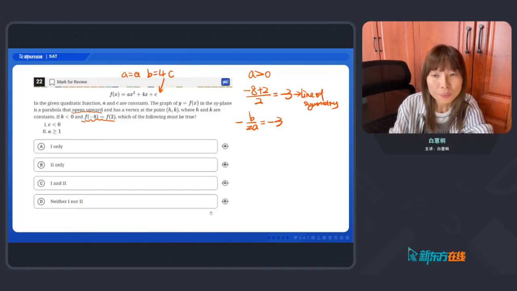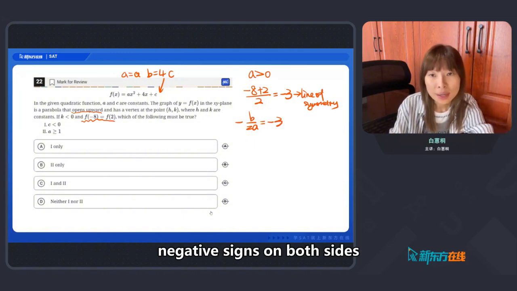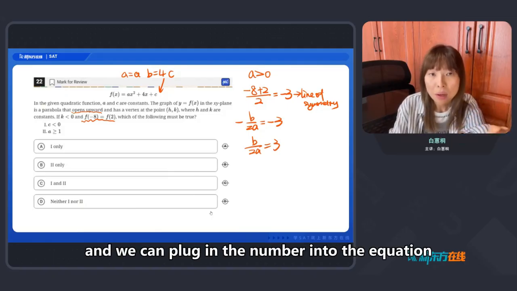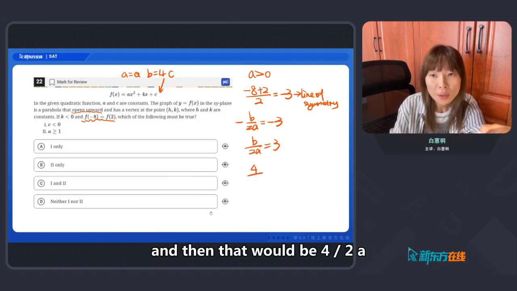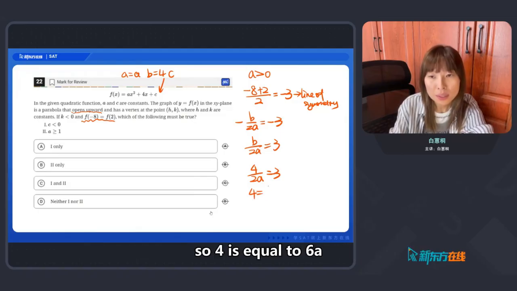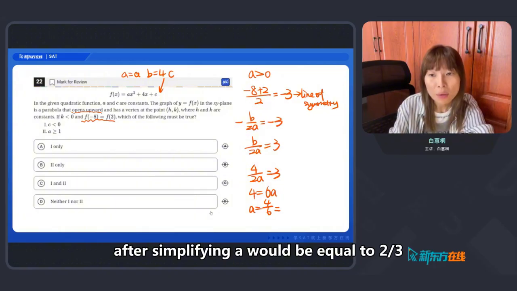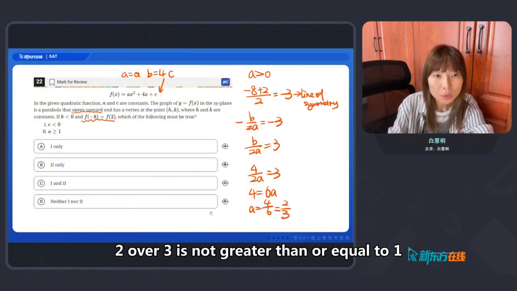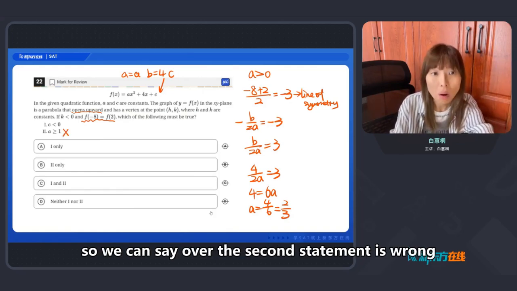Because there are negative signs on both sides, b over 2a is equal to 3. Since b is equal to 4, we plug it in, and that would be 4 divided by 2a is equal to 3. Multiplying 2a on both sides, 4 is equal to 6a, so a would be equal to 4 over 6. After simplifying, a is equal to 2 over 3, okay? So a equal to 2 over 3 is not greater than or equal to 1, so we can say the second statement is wrong.